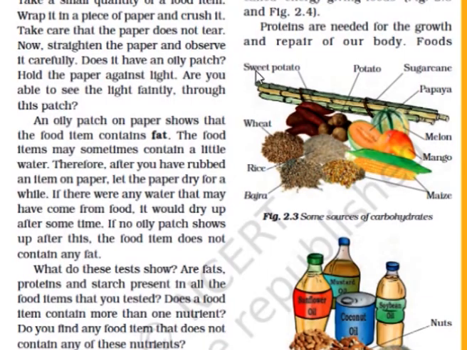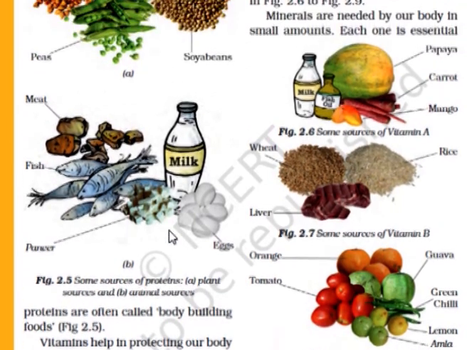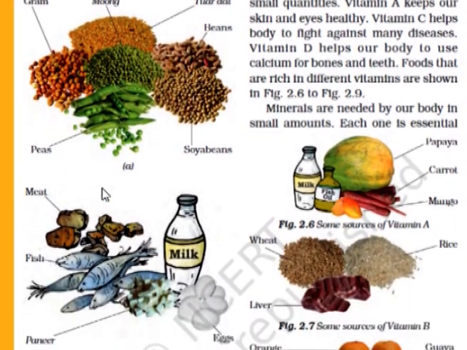Proteins are needed for the growth and repair of our body. Proteins are often called bodybuilding food, in figure 2.5. Now these are the sources of protein: plant source and animal source. In plant sources, all the pulses are very rich in protein, like soya bean, beans, tur dal, moong dal, gram, peas.